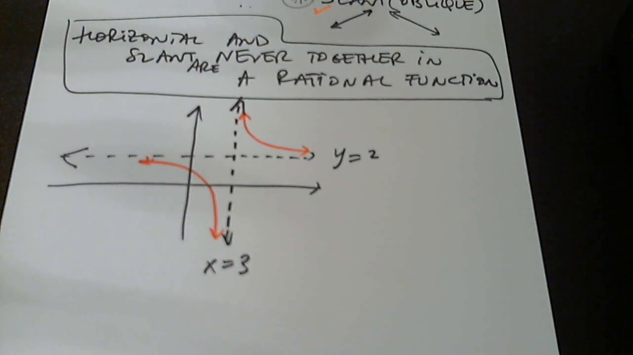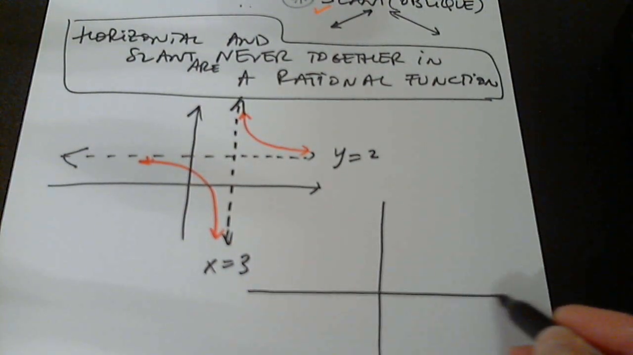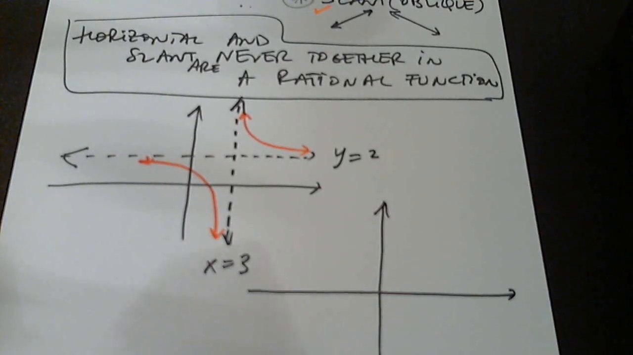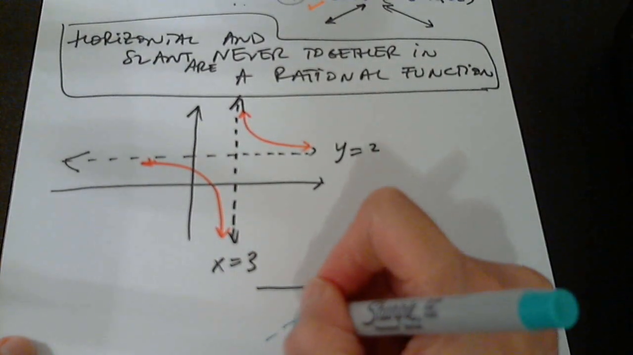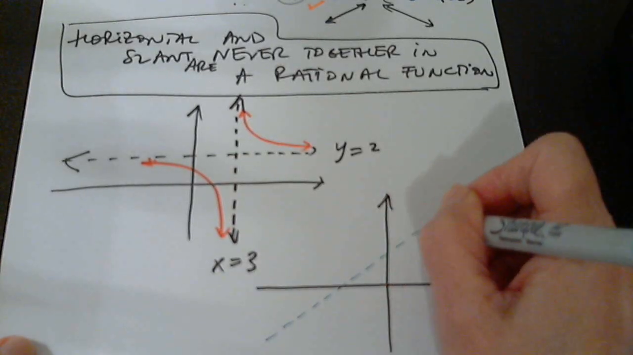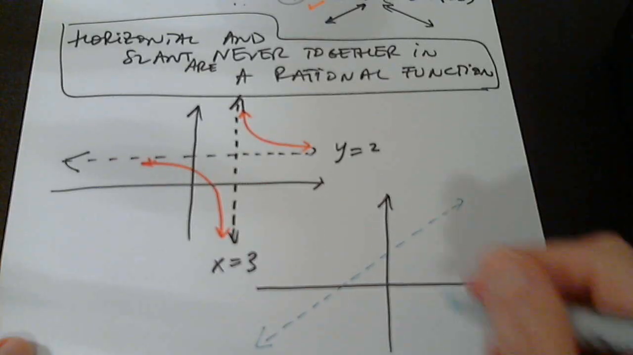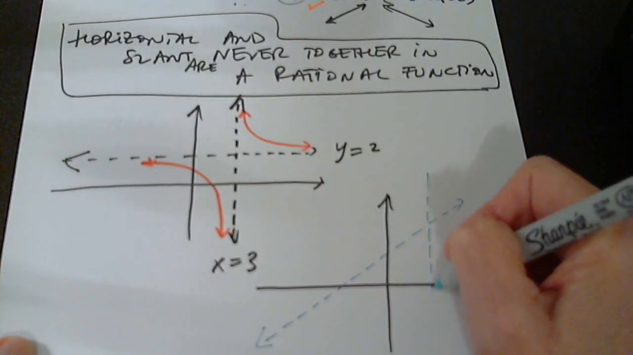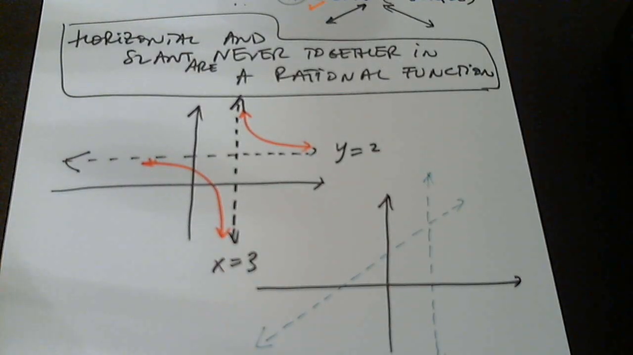So here's an example of a slant asymptote. When we graph functions with asymptotes, we have to graph the asymptotes first. Although they're not part of the graph, they have to be graphed. So here's an example of a slant asymptote. And here's an example of a vertical asymptote. So here's the graph.